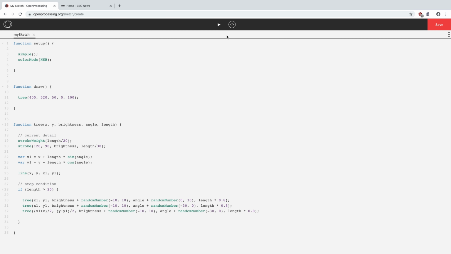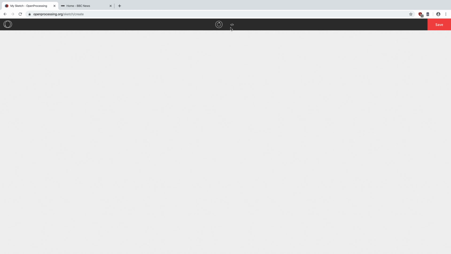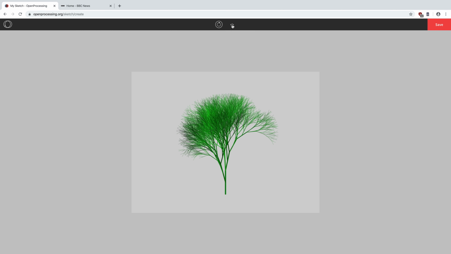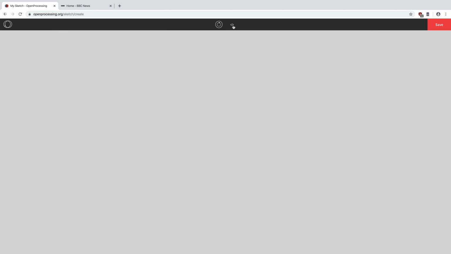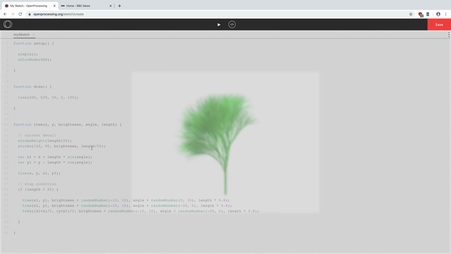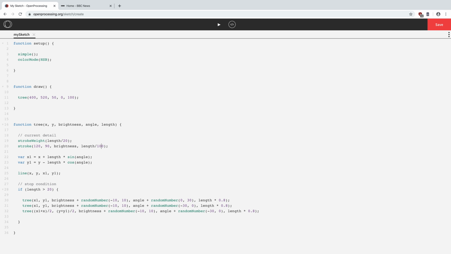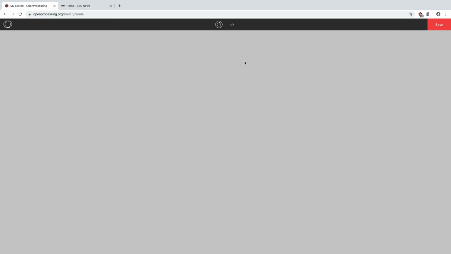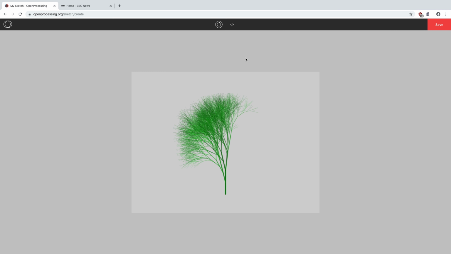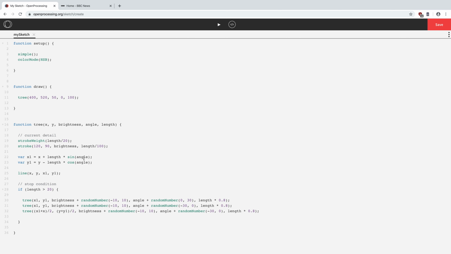What we could do is make it more translucent. So we can say length divided by 20 or 50. See what effect that has. Yeah. Maybe if I divide it by 100. Yeah, no, I think I preferred it quite thick there.